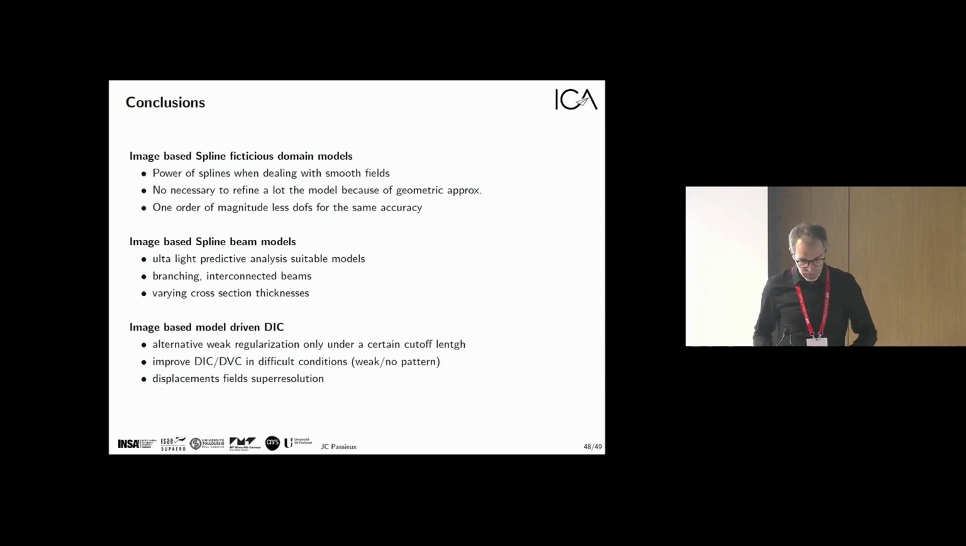So, three parts. The first was to say that we have to be careful about the geometric error when we build numerical models based on images, and also that spline-based fictitious domain method may be sometimes a good alternative to finite element methods. The second part is that it's also possible to build ultralight predictive models using beams. And the last part is that, okay, I don't think I have broken the curse of DVC, but maybe we did a small step in this direction.